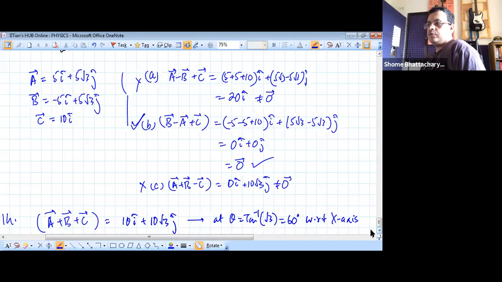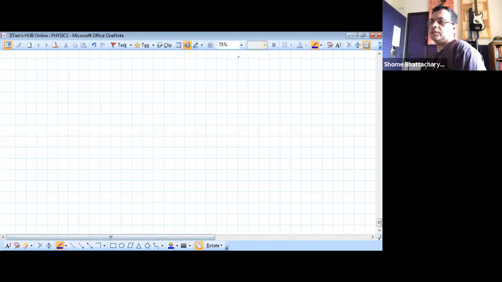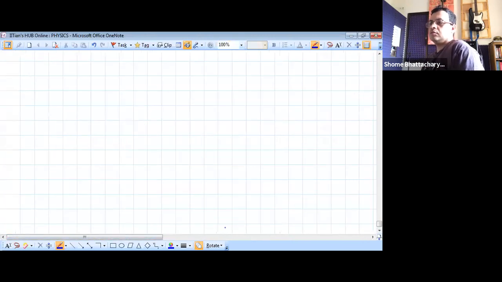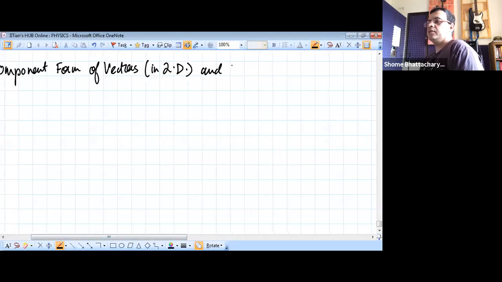Okay. Now, few more things I want to discuss about components and vectors. So next we'll understand component form of vectors in 2 dimensions and this thing, the ESTC rule in trigonometry.